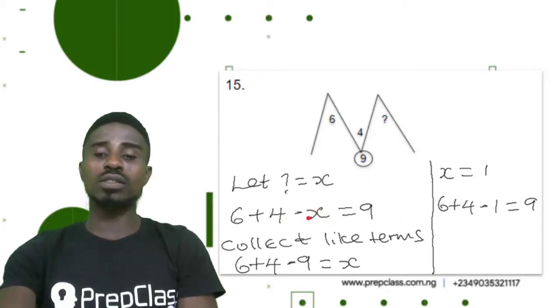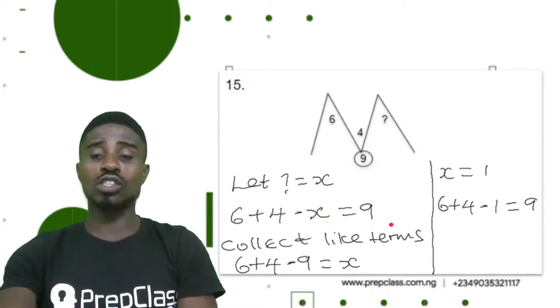So when minus x goes out and crosses the equality sign, it becomes x. Now 9 is a real number, looking like 4 and 6, they are all real numbers. So when plus 4 crosses the equality sign, it becomes minus 4. So it will be 6 plus 4 minus 9 equal to x. And 6 plus 4 minus 9 is 1. So x can be written as x equal to 1. So the answer here will be 1.